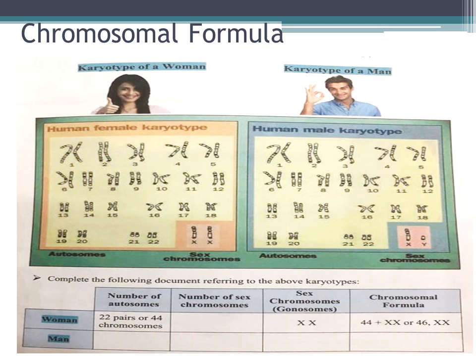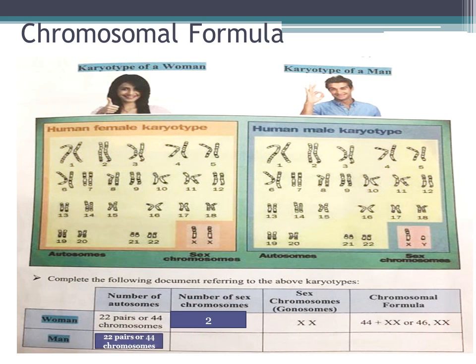So the number of autosomes in this female is 22 pairs or 44 chromosomes. The number of sex chromosomes is 2. The sex chromosomes are XX. So the chromosomal formula will be written as total number of autosomes plus XX, which are the gonosomes, or the total number of all chromosomes, which is 46, comma, XX.